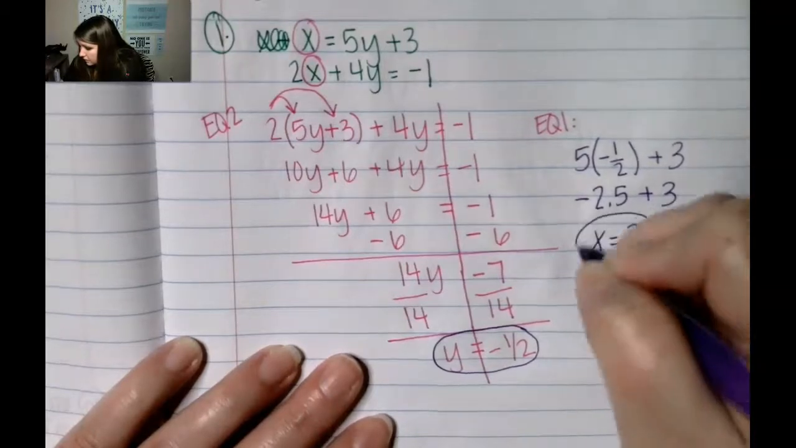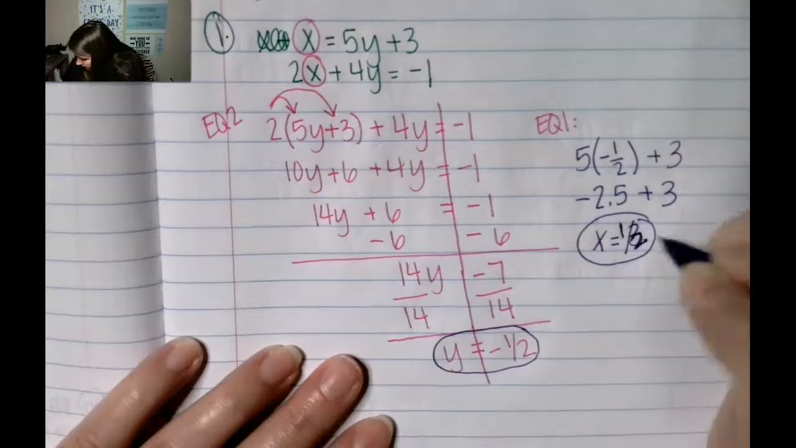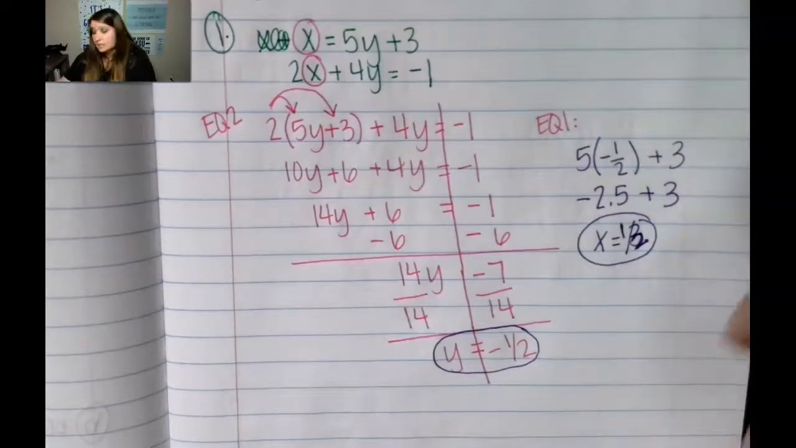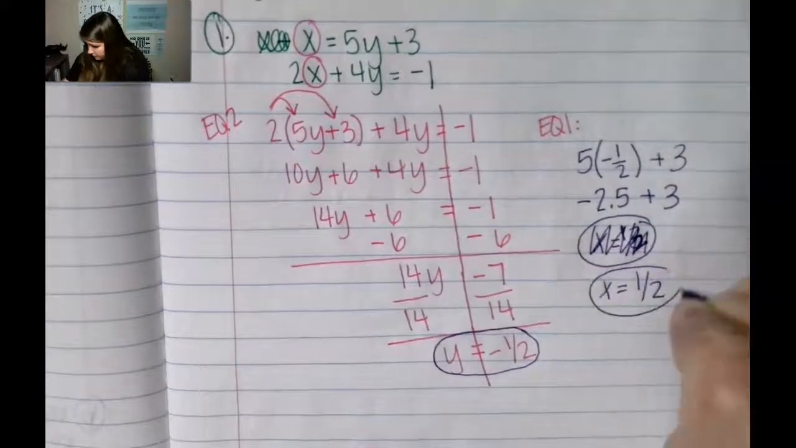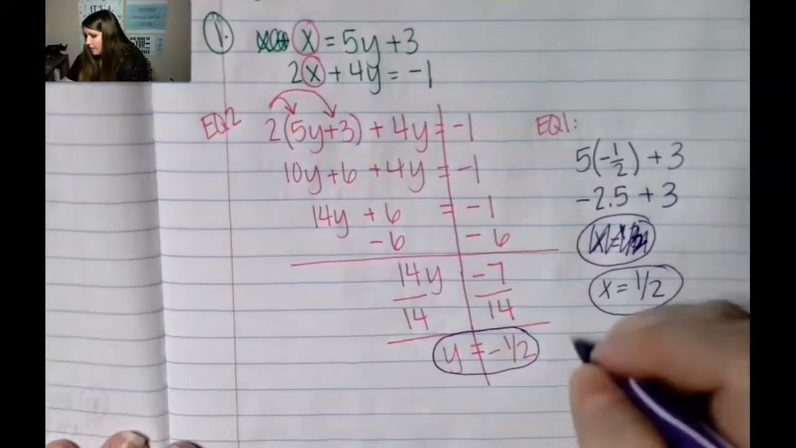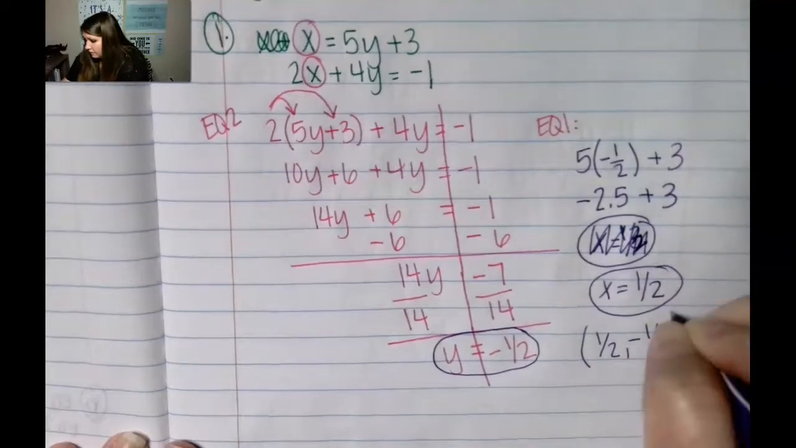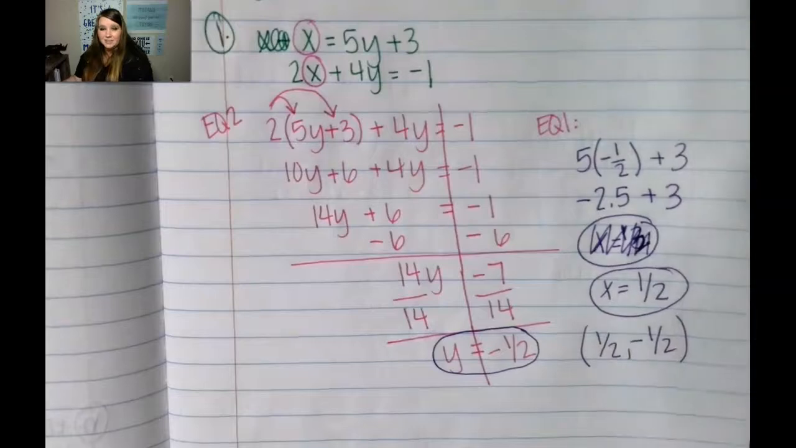So x equals, no, 1/2. Oh my gosh. Sorry, I didn't add. If I owe you $2.50, but I give you 3, you have 50 cents. So x equals 1/2. There we go. All right, so my x value is 1/2. My y value is negative 1/2. And so I have 1/2 and negative 1/2. Don't know why they like to do that to us with fractions, but they do.